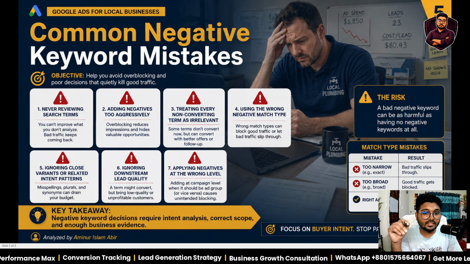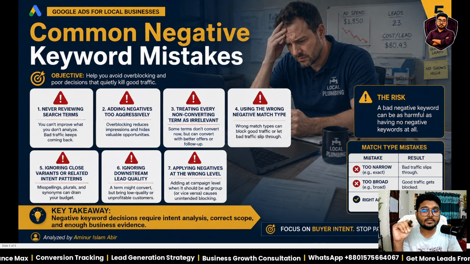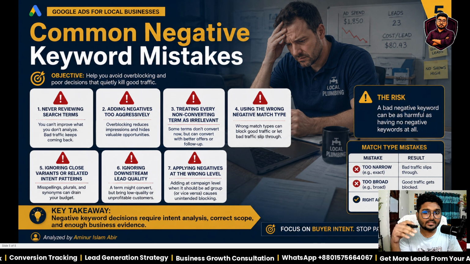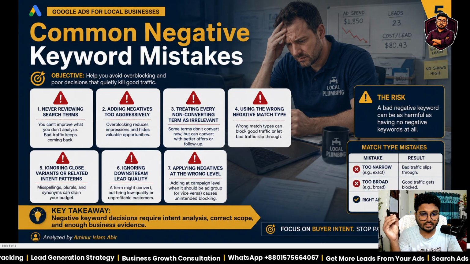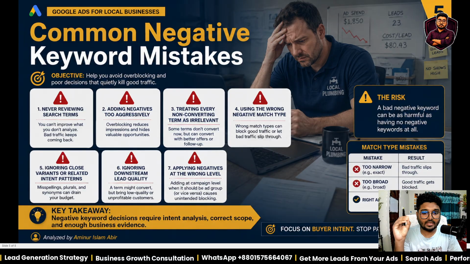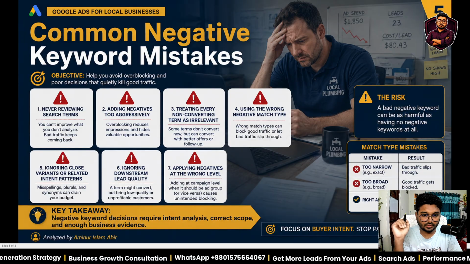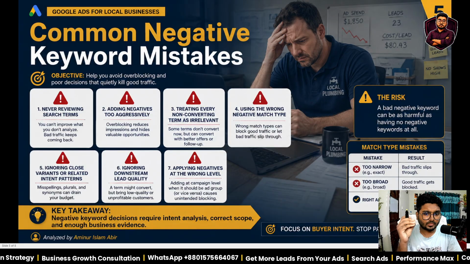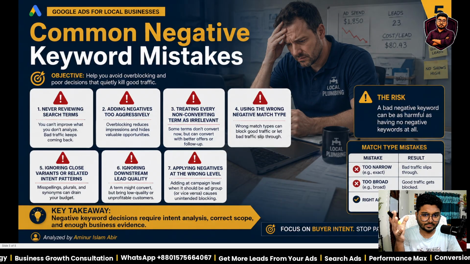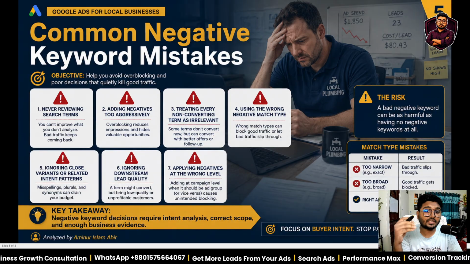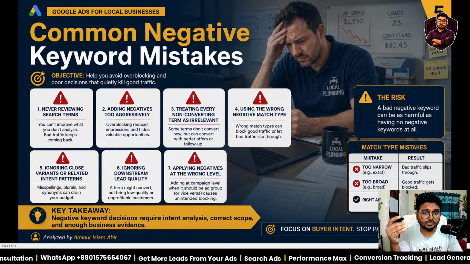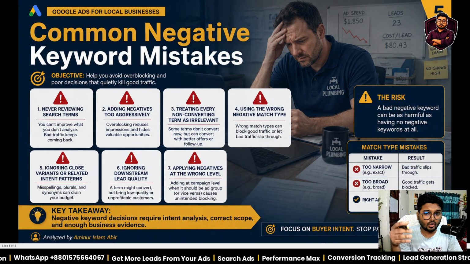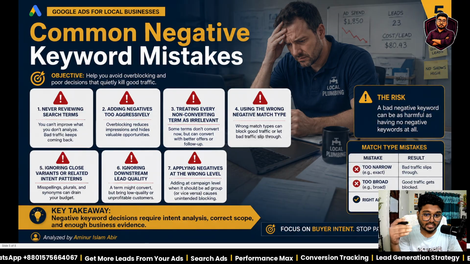The second mistake is adding negatives too quickly. Advertisers sometimes block words like cheap, cost, or free without reviewing the full search. But a search such as "roof replacement cost" may come from a serious customer researching a high-value service. The third mistake is treating every search without a conversion as irrelevant. A search may be useful but need more clicks, more time, or better tracking before we judge it.